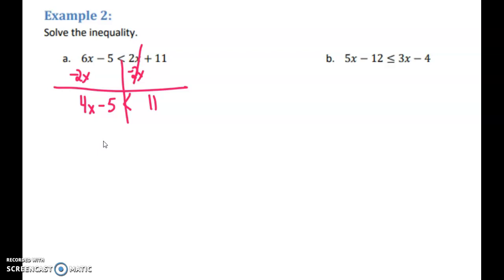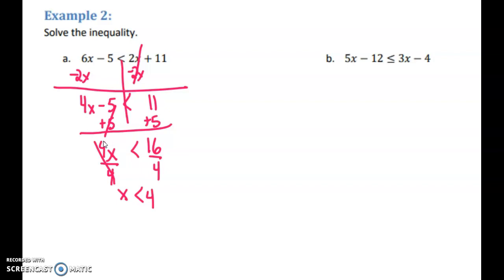All right, so now I'm trying to isolate the variable, which means get x by itself. So I'm going to add 5. So I have 4x is less than 11 plus 5 is 16. Now I will divide by 4. I don't flip the sign because I was dividing by a positive number. So my answer is x is less than 4.